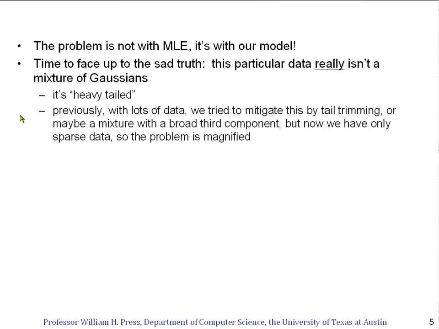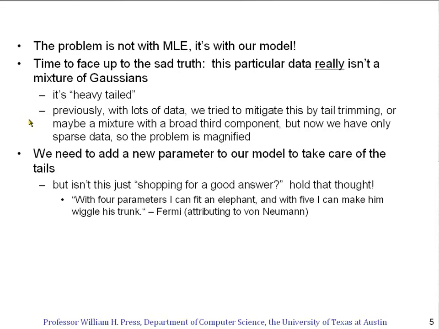And what was going on there? Well, that broad third component wasn't really physical, but what the fit was using it for is to take care of the broad tails of the two other components and then kind of free up their degrees of freedom to give a better fit to the point in the middle. But it was a kludge. What we actually need to do is add a new parameter to our model to take care of the tails.